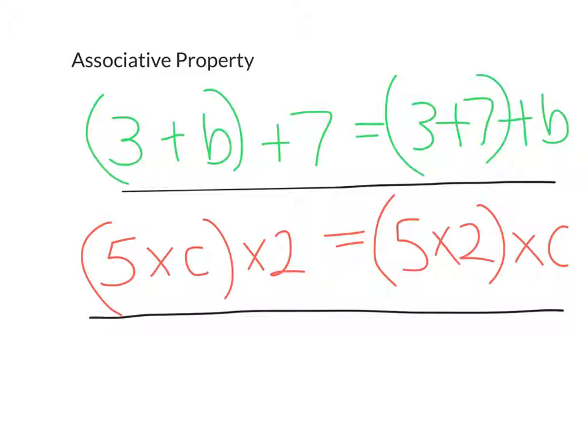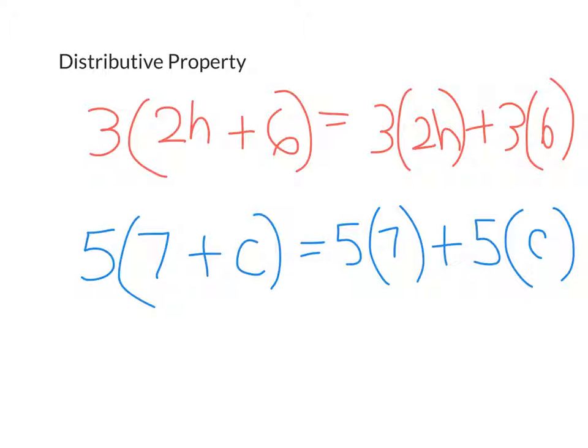The same thing applies for multiplication. In the bottom problem here, it's 5 times c in parentheses, so I'd have to do that first, times 2. Or I could switch it around to being 5 times 2 and then times c. So this is just a way of manipulating it to make it a little bit easier to simplify.